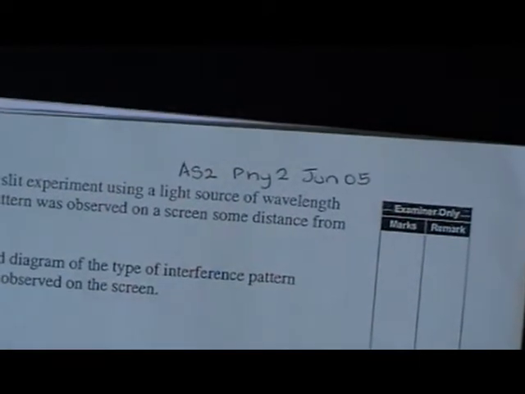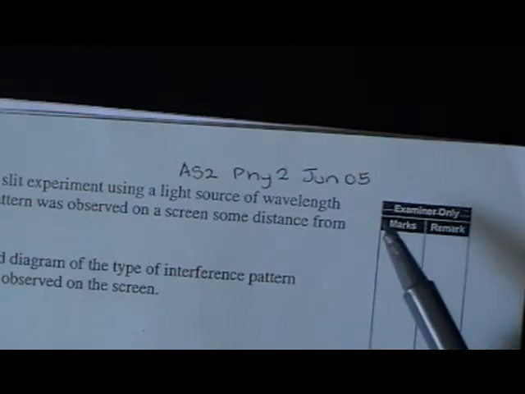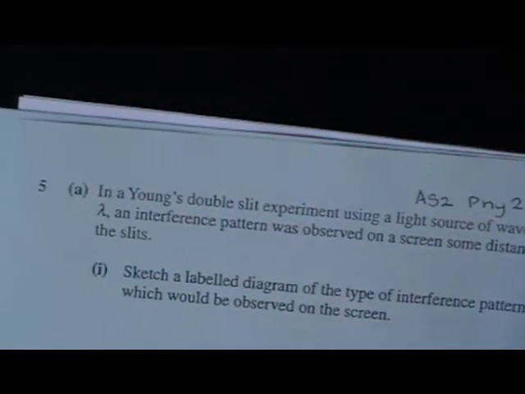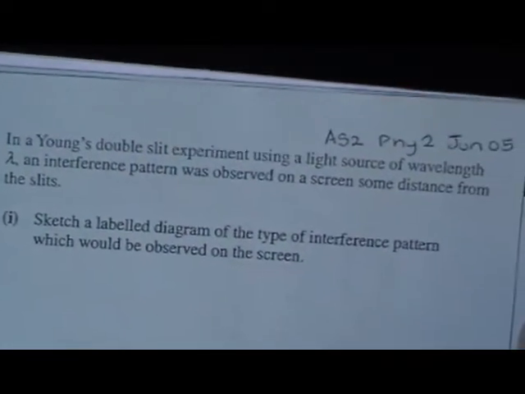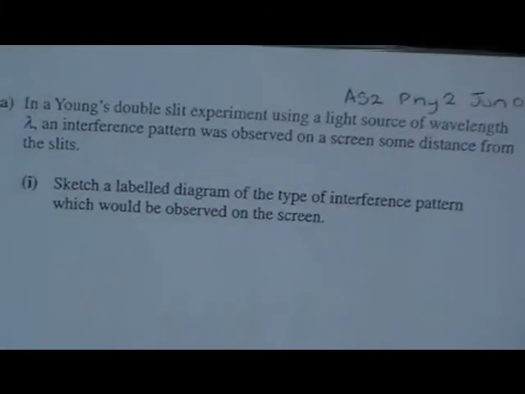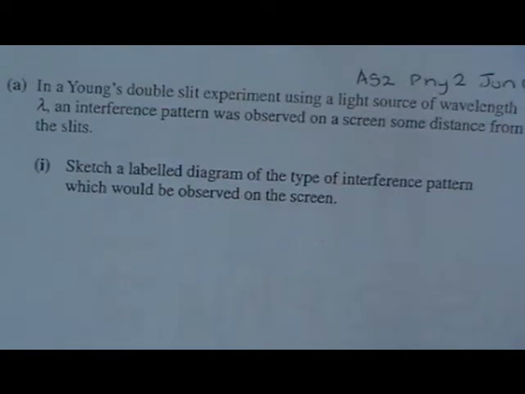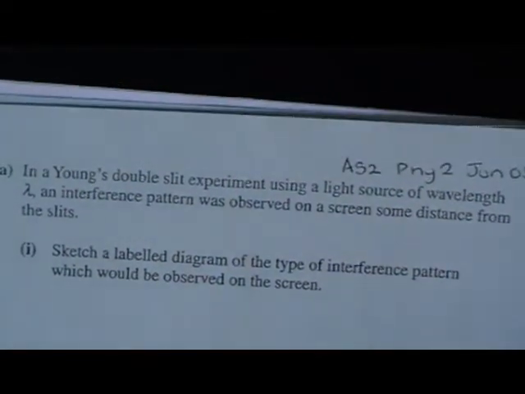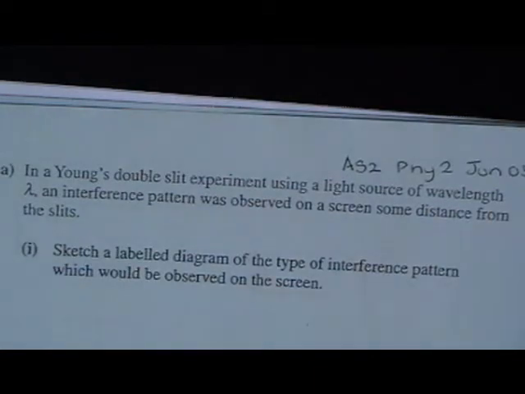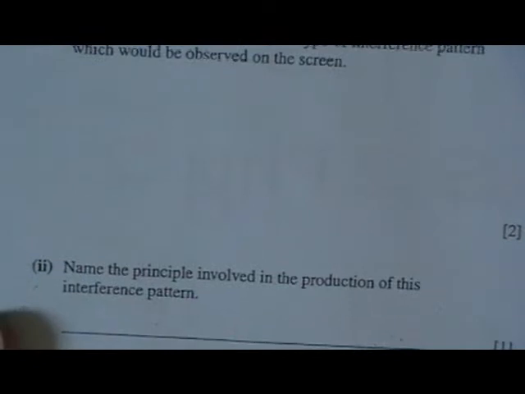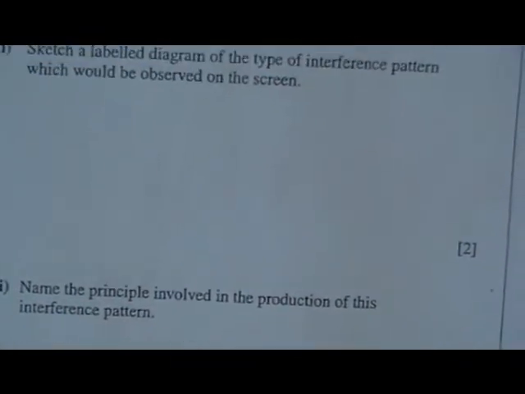Right, so if we take a look at the first question, which is AS Paper 2, Physics 2 June 5, and it's question 5 from that paper. And the first question is to sketch a labelled diagram of the type of interference pattern which will be observed on the screen, when an experiment uses a light source of wavelength lambda and an interference pattern is observed on the screen. So we're going to get a typical interference pattern.